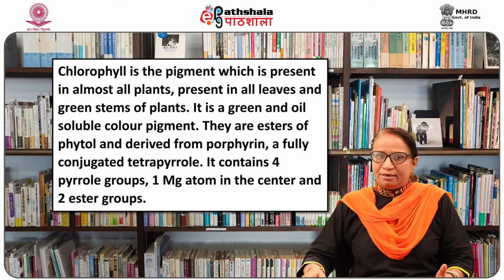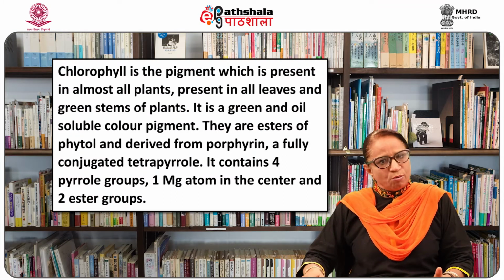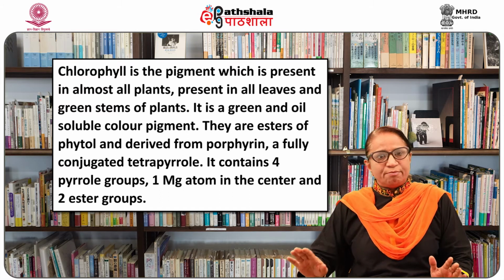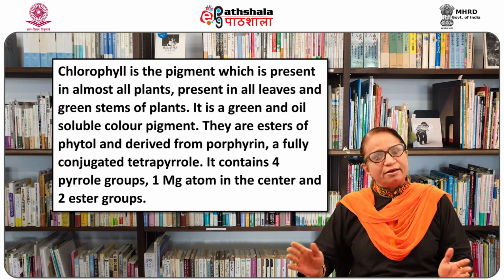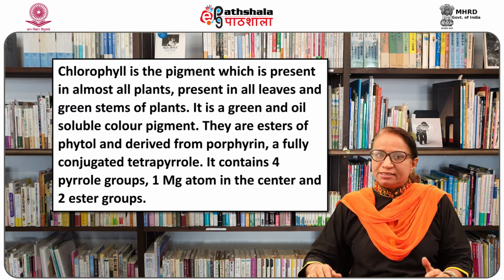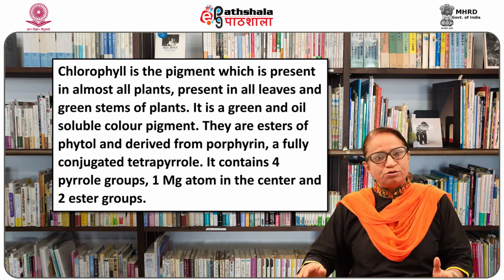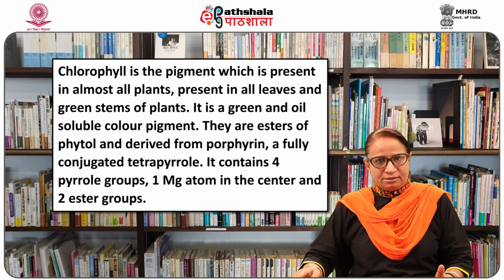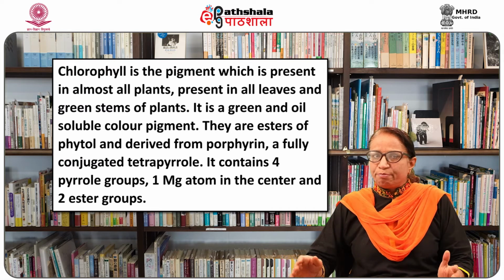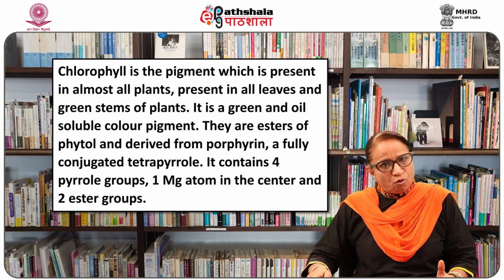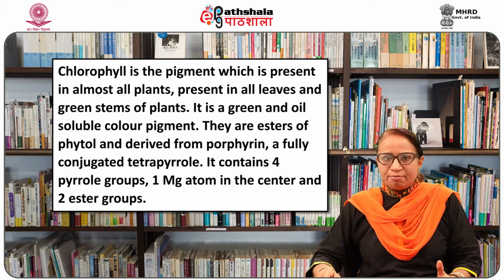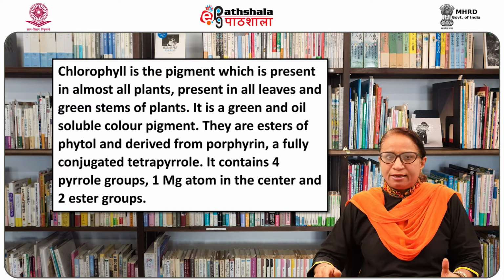Chlorophyll is the pigment which is present in almost all plants, present in all leaves and green stems of plants. It is a green and oil soluble color pigment. They are esters of phytol and are derived from porphyrin, a fully conjugated tetrapyrrole. It contains 4 pyrrole groups, 1 magnesium in the center and 2 ester groups.